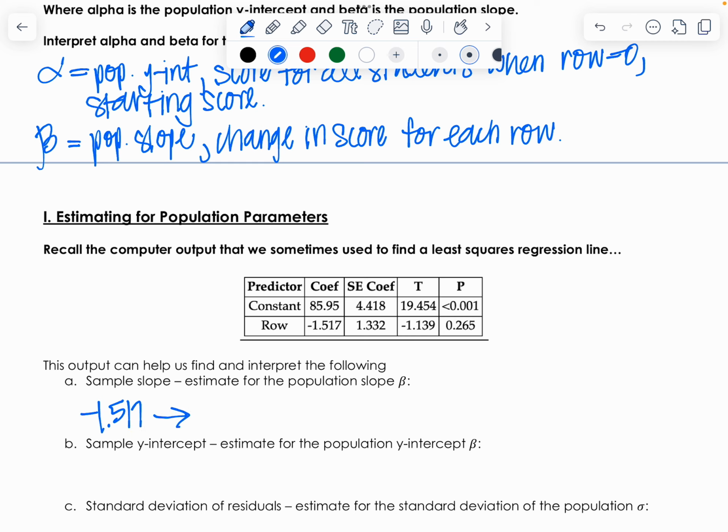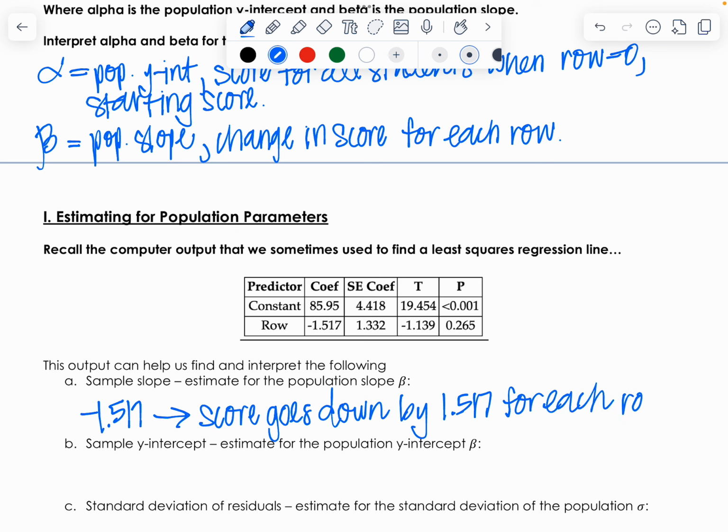So that means score goes down by 1.517 for each row. The sample y-intercept is always next to the word constant, but under coefficient. And so that is 85.95. We called that the starting score.